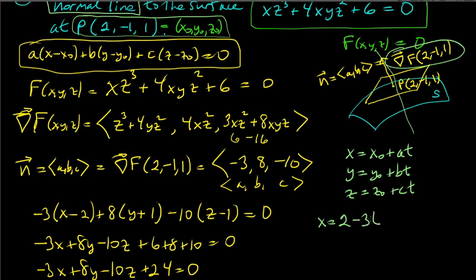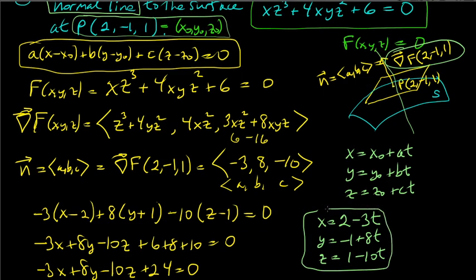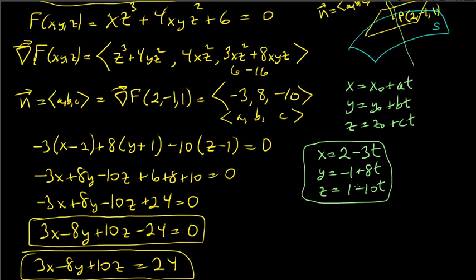So 2 minus 3t for x. Y0 is negative 1, so negative 1 plus 8t for y. And then z will be positive 1 minus 10t. So these are the parametric equations of the normal line.